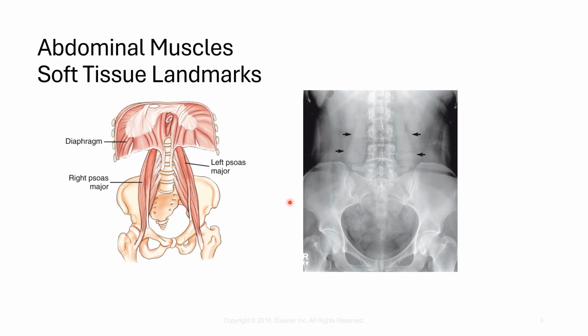Some of the soft tissue landmarks, you can see that these arrows here are outlining the psoas muscles. So you can see those on a fairly small patient that is well visualized on a diagnostic abdomen.